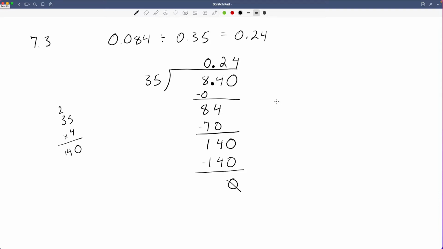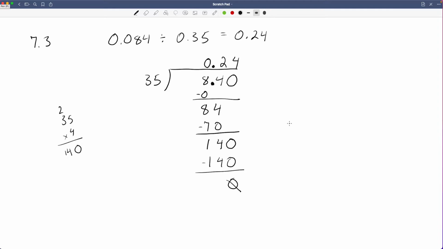That is how we would deal with a decimal in a division problem. In division, you adjust for the decimal first, and then you just do the math afterwards like normal. The only difference is you can add zeros. Once you're past the decimal, you can add as many zeros as you need to finish the problem.